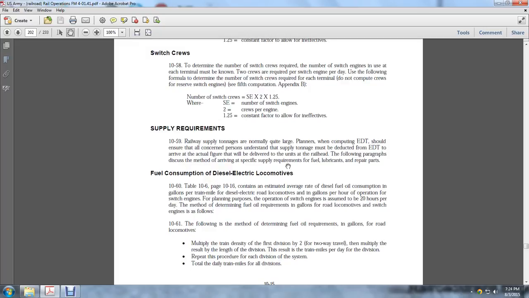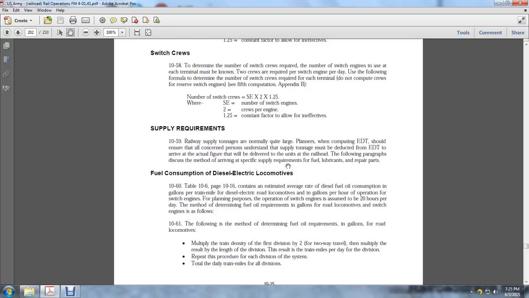Fuel consumption of the diesel electric locomotive. Table 10.6 of the 1016 contains an estimated average of the diesel fuel consumption in gallons per train per mile, and for the diesel electric train locomotives in gallons per hour. For the planning of operation of switch engines, 20 hours per day is assumed.